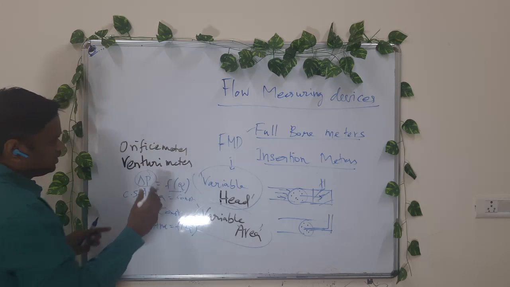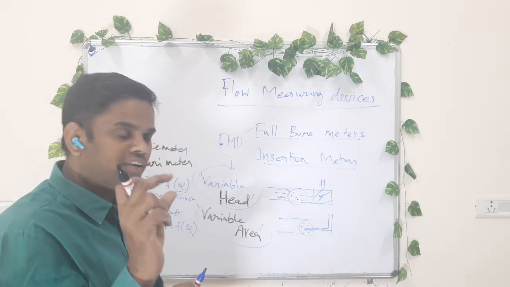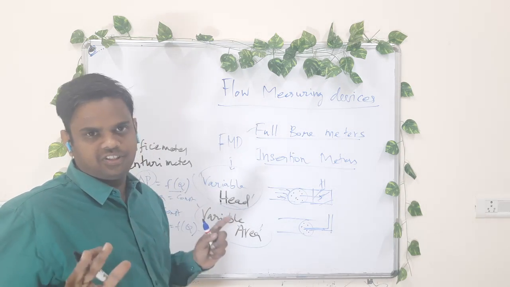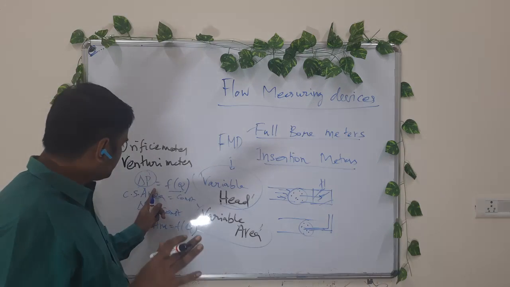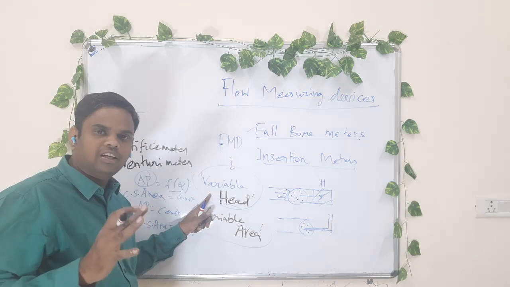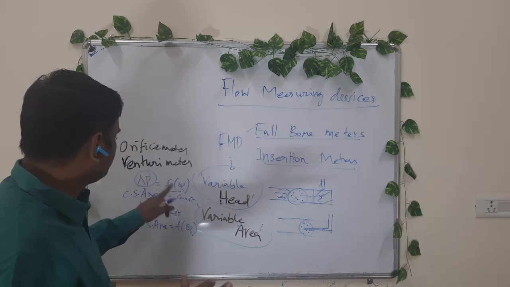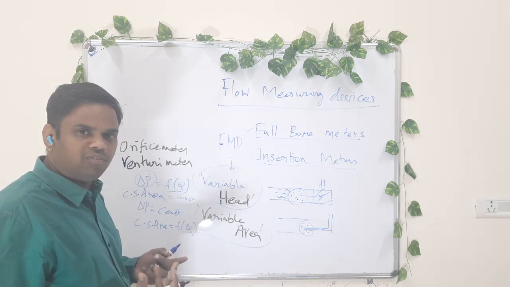Okay, so these two are devices where the cross-section area is fixed. The cross-section area of the orifice and the cross-section area of the throat section in the venturi meter are all fixed. They don't change with the change in the volumetric flow rate, whereas the pressure drop across the flow measuring device will keep changing with change in the volumetric flow rate, which will be made as a function of this thing. So that's where we come to know what is the volumetric flow rate.